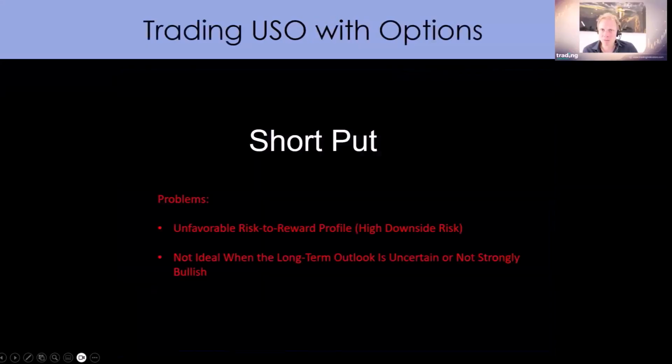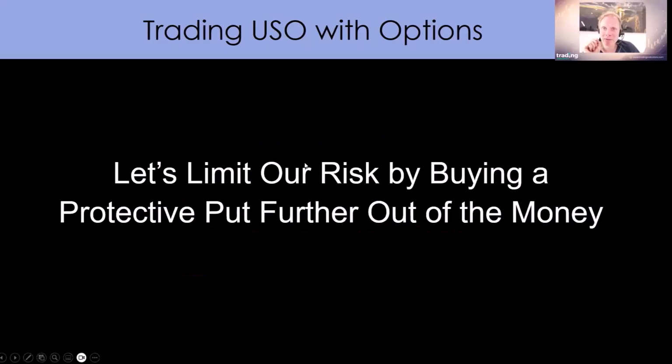So what could I do? Well, the risk-reward profile is unfavorable for short puts. And it's not ideal when the long-term outlook is uncertain or there's so much volatility in the market. Who knows what's going to happen? But what if we protected ourselves a little bit? What if we would limit our risk by also buying a protective put further out of the money? How would this work? And this brings us to the credit spread.